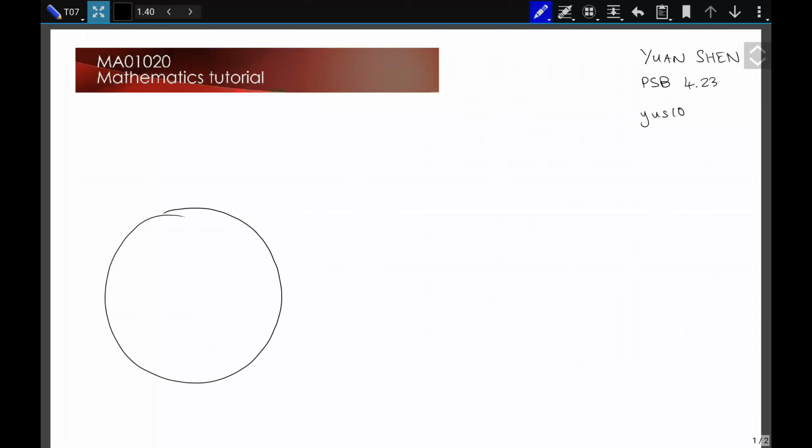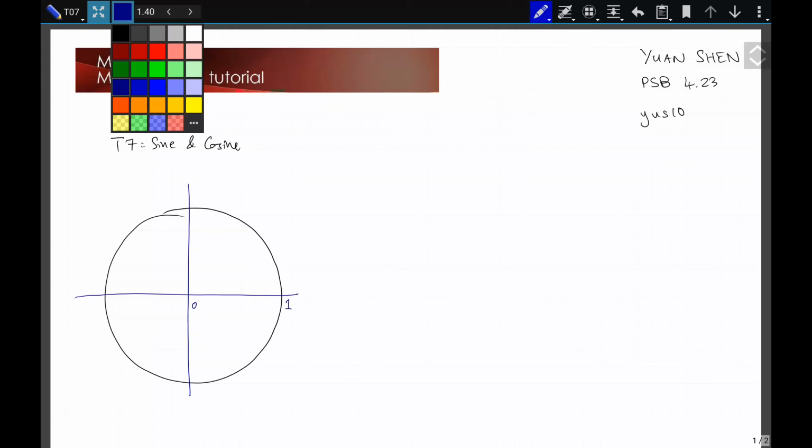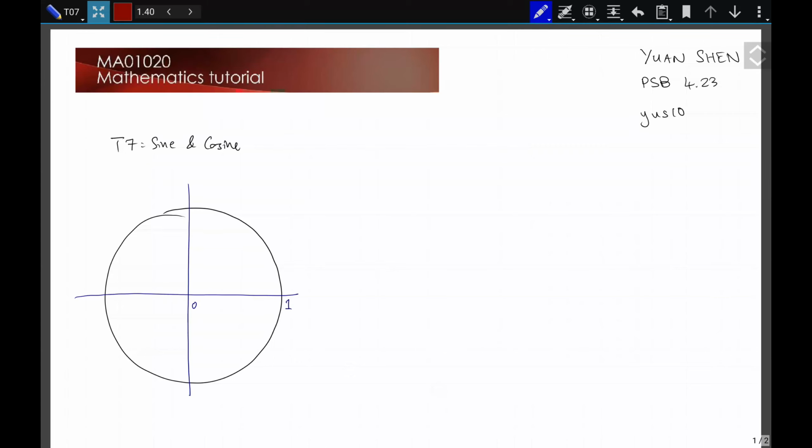Welcome to tutorial 7, sine and cosine. So consider the unit circle, given by radius 1. If you consider any particular point on the boundary, you can consider the angle corresponding to that, angle theta. We go anticlockwise.